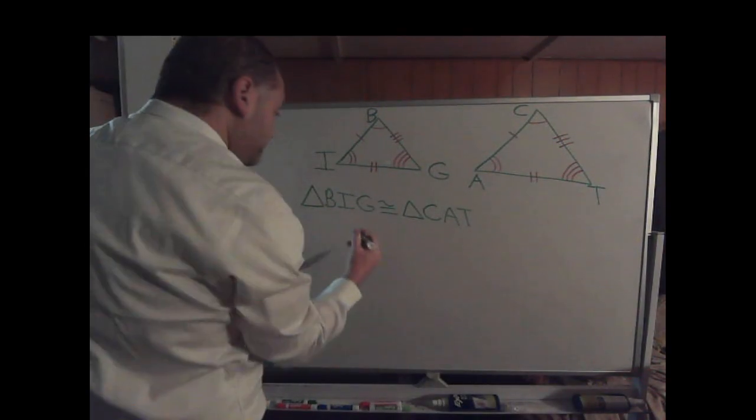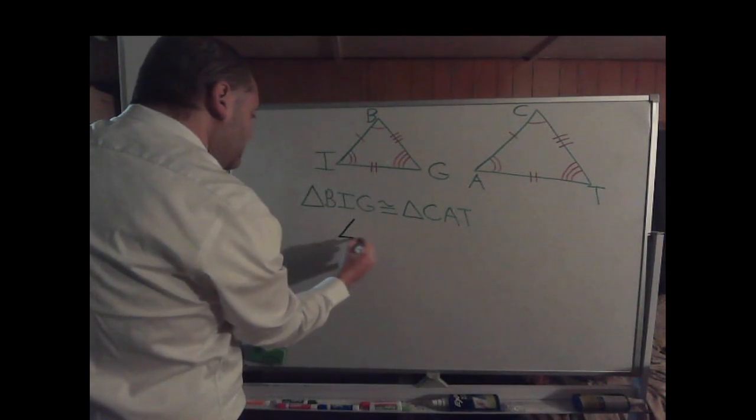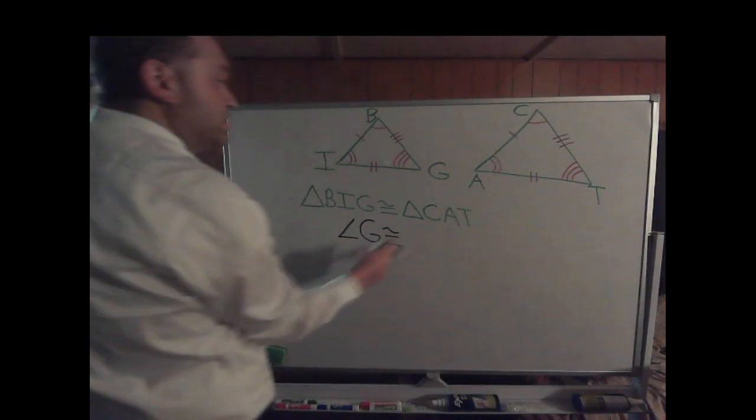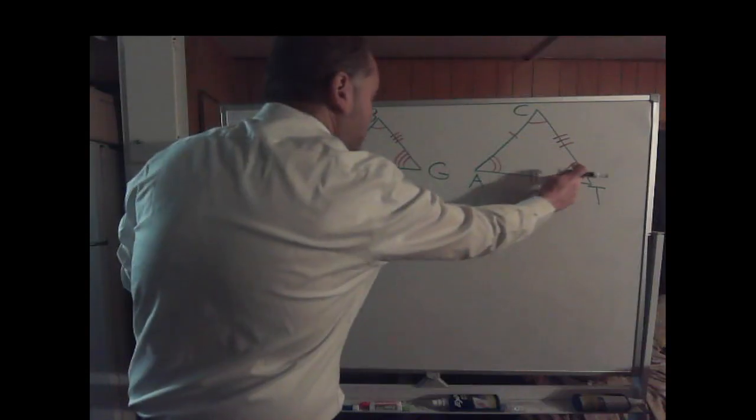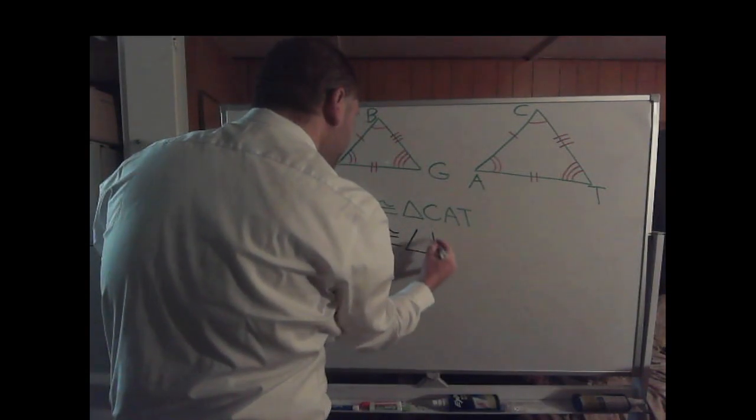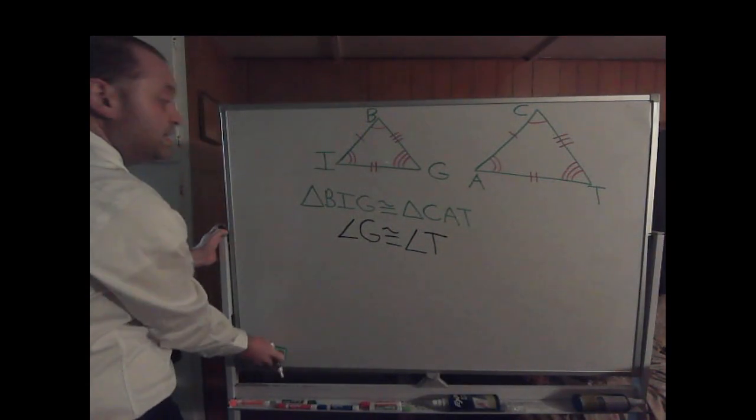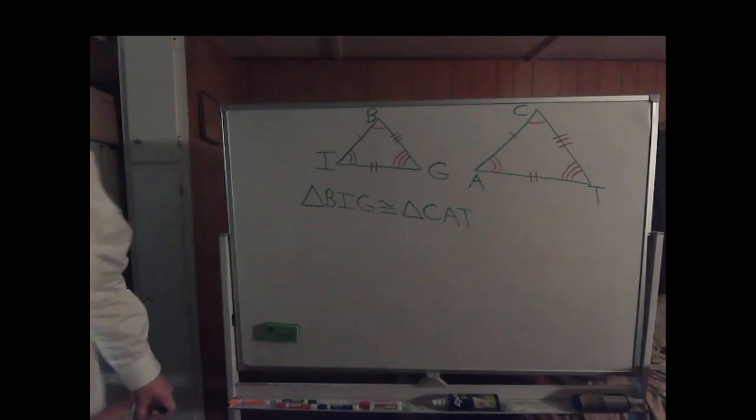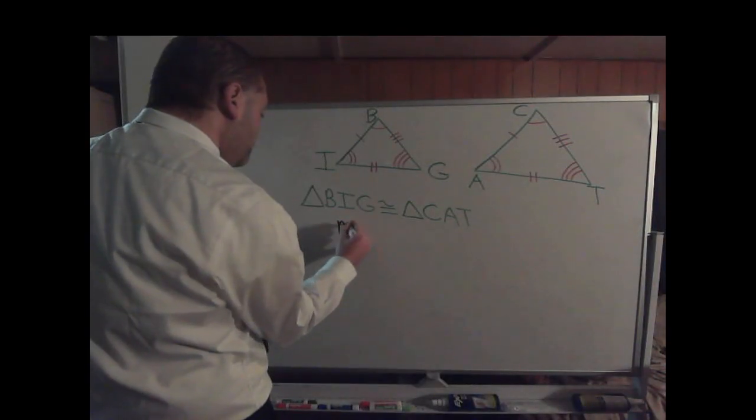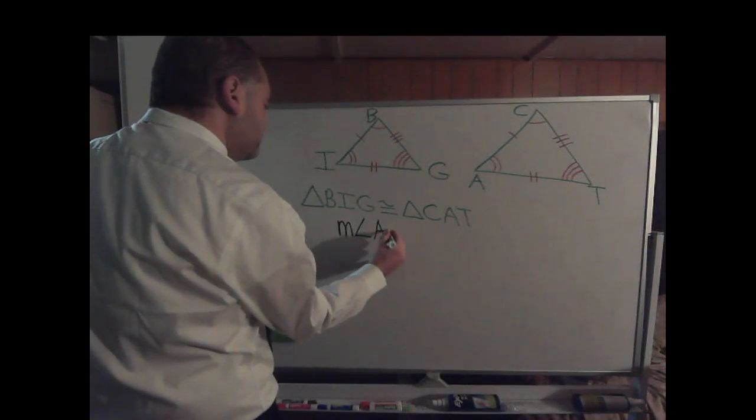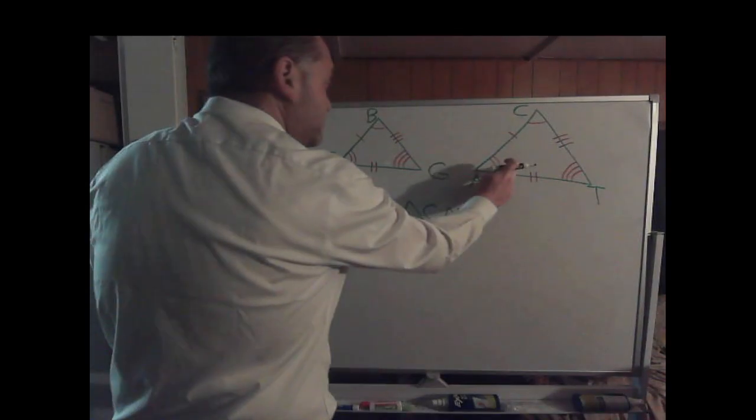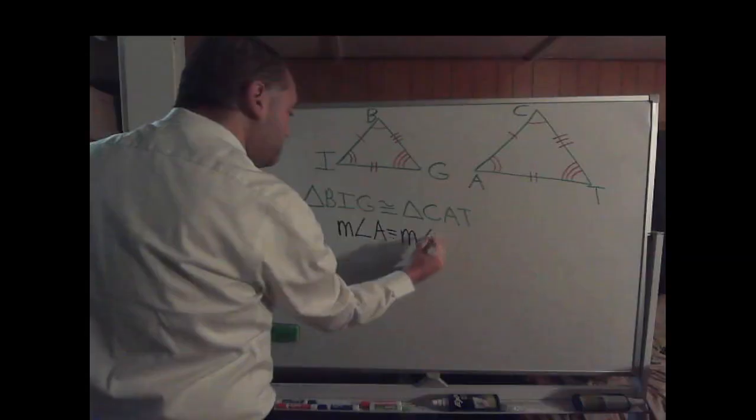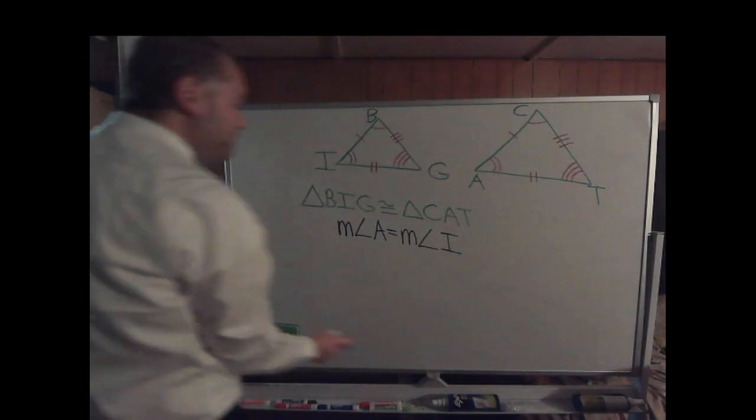So if we're being asked to find what angle is angle G congruent to, look at your congruency markers: angle T. And then what angle equals the measure of angle A? Well, look at your congruency markers. Looks like the measure of angle I would be equal to the measure of angle A.